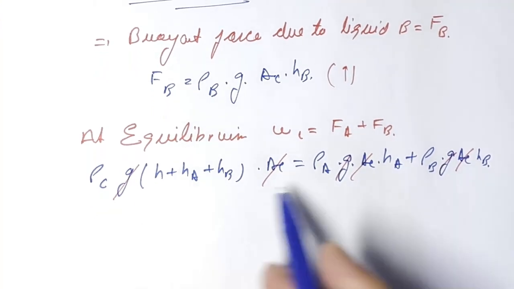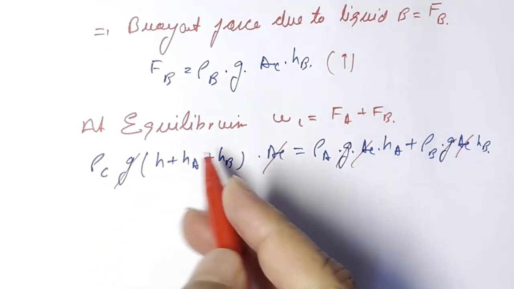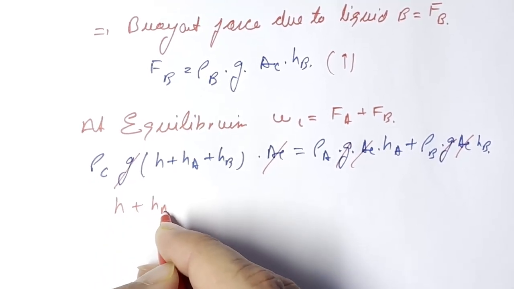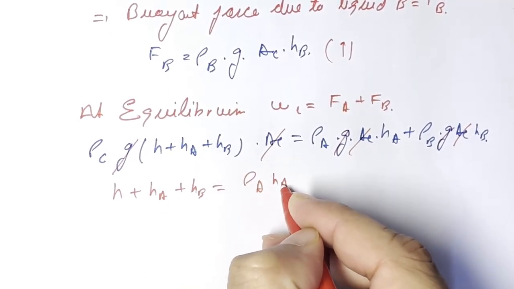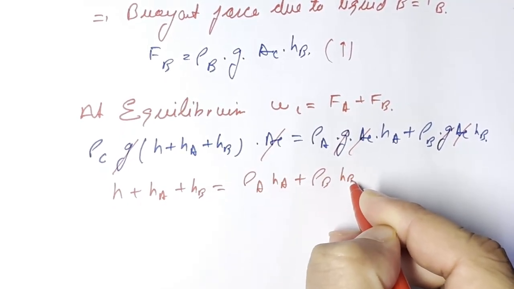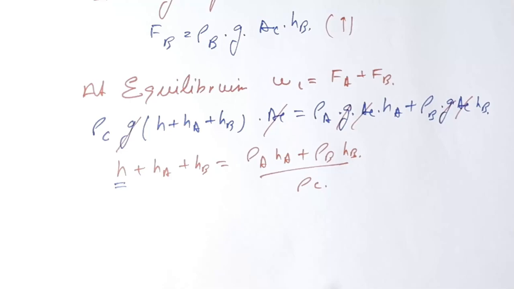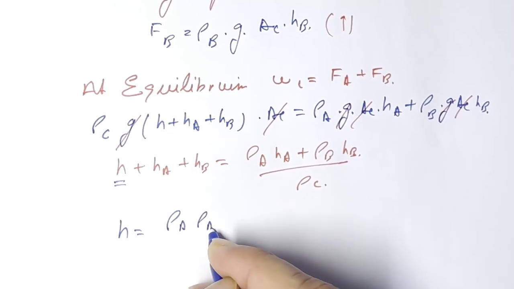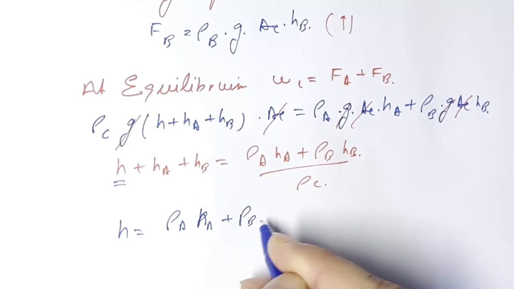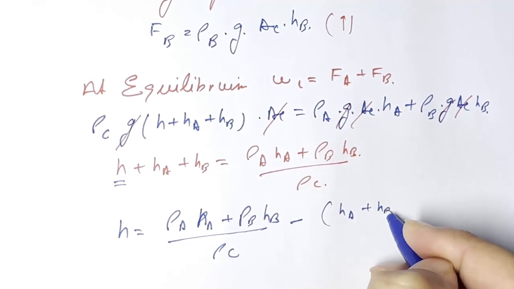So we can write this as H plus HA plus HB is equal to rho A multiplied by HA plus rho B multiplied by HB, divided by rho C. And we are supposed to find the value of H, so H will be equal to (rho A HA plus rho B HB) divided by rho C, minus (HA plus HB).